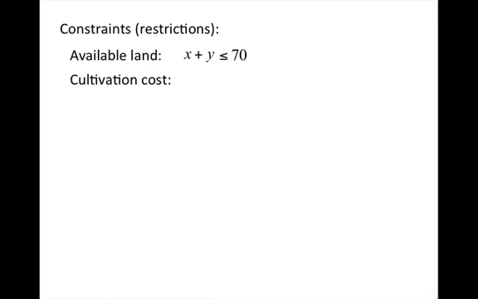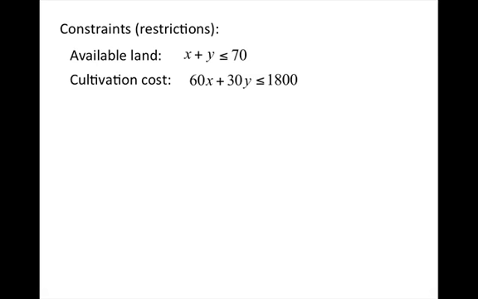Then the next thing the problem talked about was the cultivation cost. Well, it costs $60 per acre of tobacco, so this gives me 60X. And it costs $30 per acre of cotton, so add to that 30Y. He doesn't want his cost to exceed $1,800, so he wants this cost to be less than or equal to $1,800.